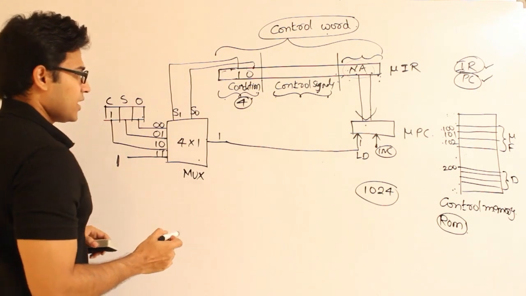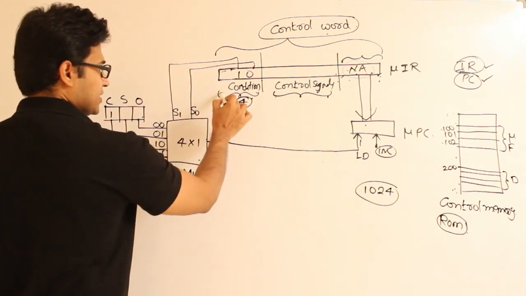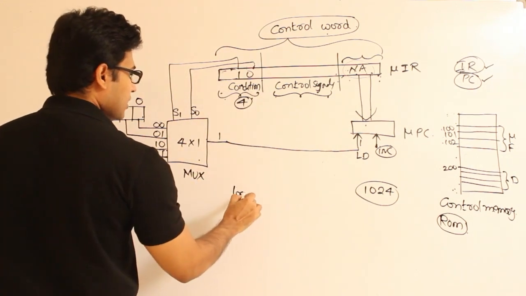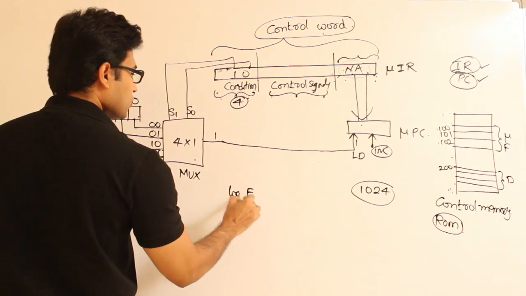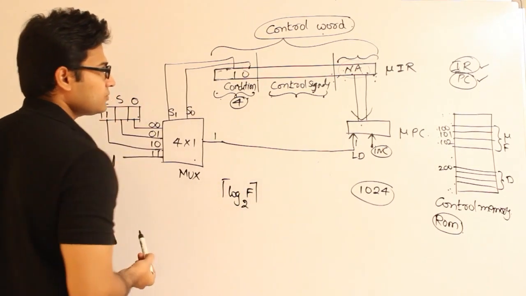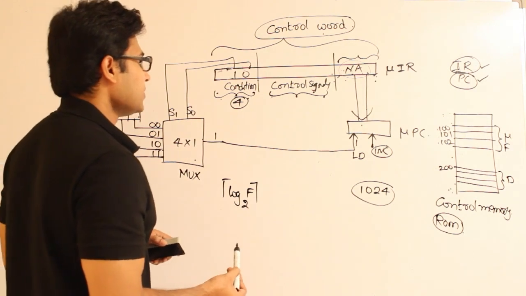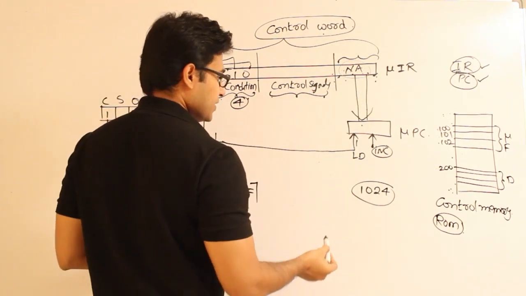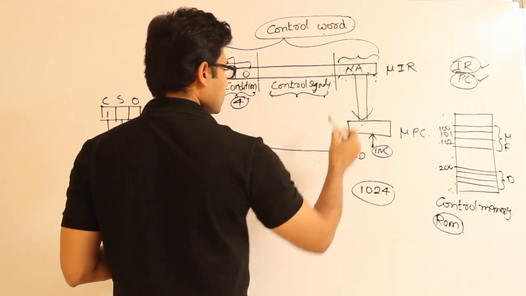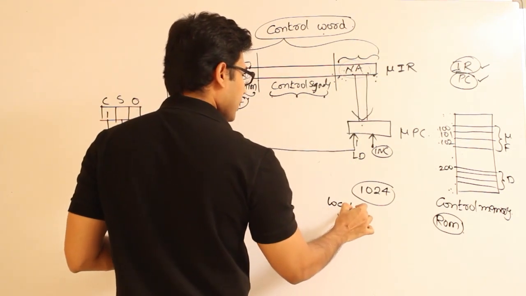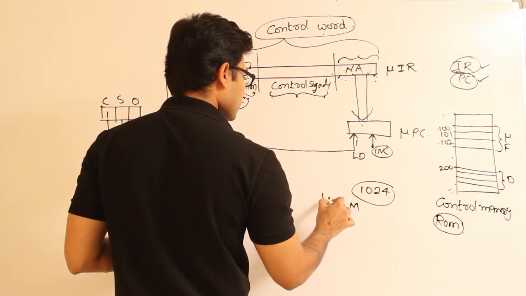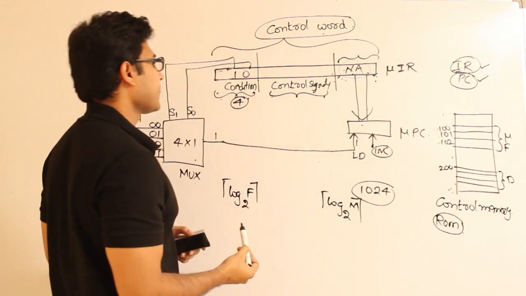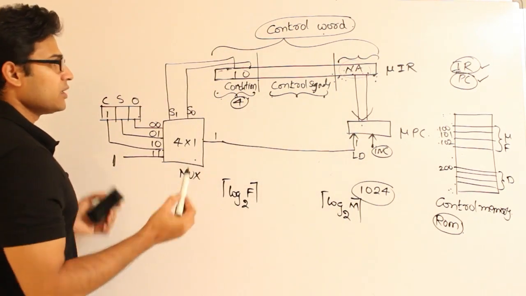So if you have a number of flags as f, the size of this part is going to be ceiling of log f base 2, right? And similarly, if the size of the control memory is capital M in words, then the size of this part is going to be ceiling of log M base 2, right? And we have solved these two.